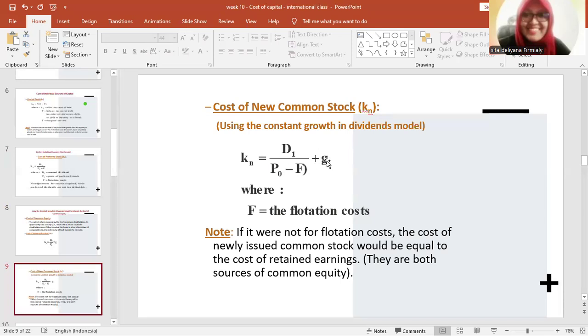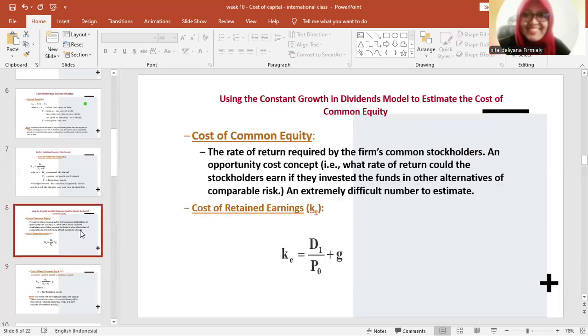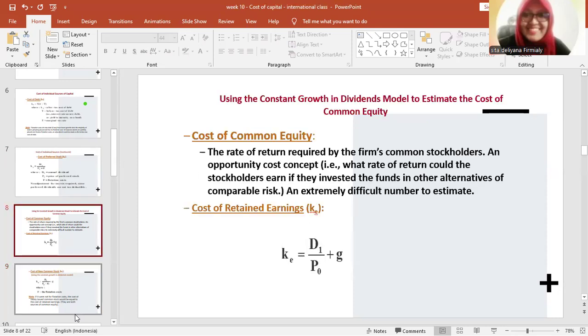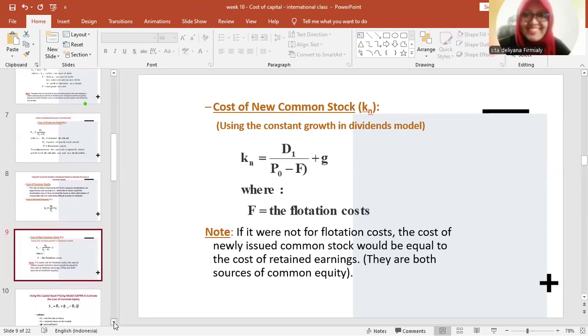If it were not for the flotation cost, the cost of a newly issued common stock would be equal to the cost of retained earnings. Now, both sources of common equity, you can see right here: we have a cost of retained earnings, and then we have a cost of a new common stock. Because there is an addition of a flotation cost, the cost of a new common stock will be even more expensive compared to the cost of retained earnings. Remember that one.